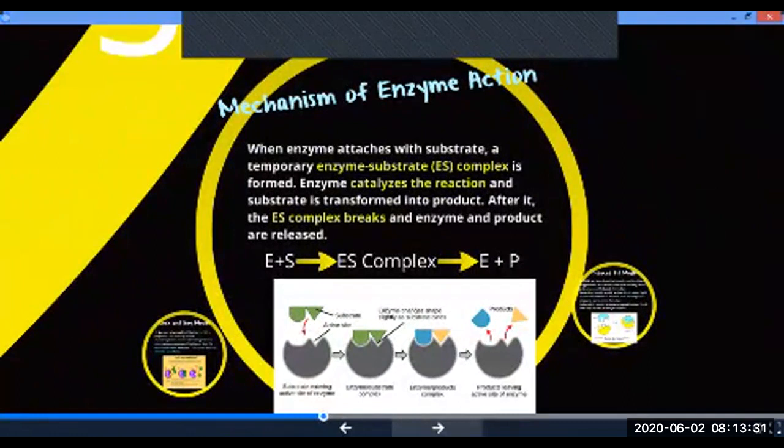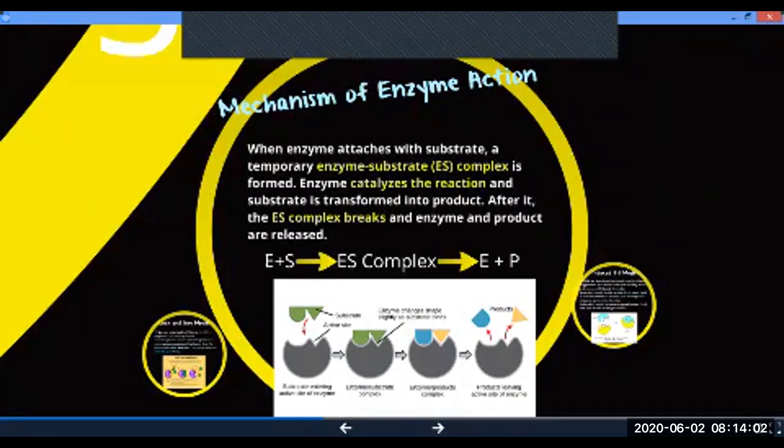Today, we will talk about the mechanism of enzyme action, how enzymes act on the substrate. And there are two models about it. One of them is the lock and key model, and the other one is the induced fit model. Before going into the detail, I must tell you, the enzyme first attaches itself to the substrate, and a temporary enzyme substrate complex is formed. The ES complex is formed. As soon as the ES complex is formed, the enzyme starts doing its work. It speeds up the reaction by disrupting the bonds or changing the orientation. As a result, the substrate quickly converts into product. And the enzyme and products are released, right?